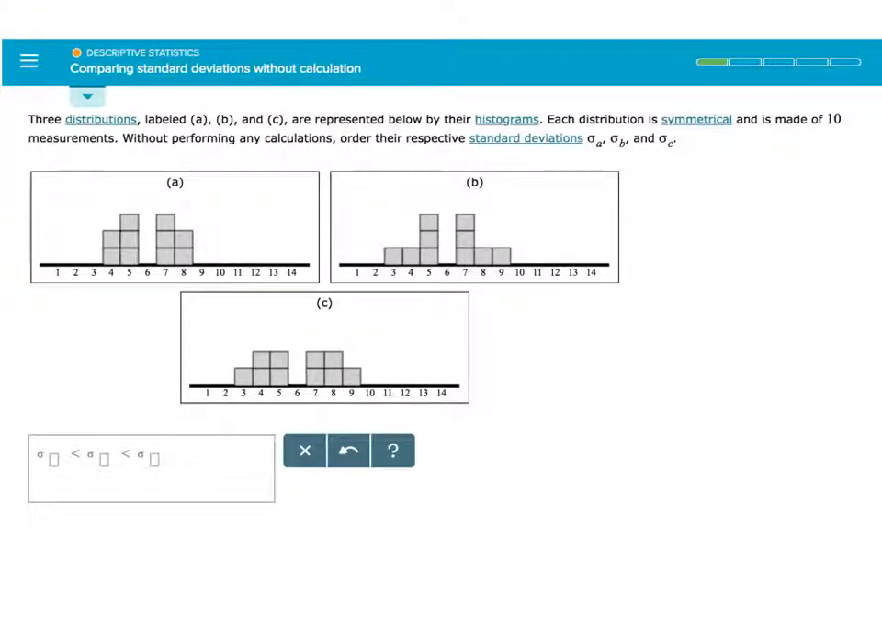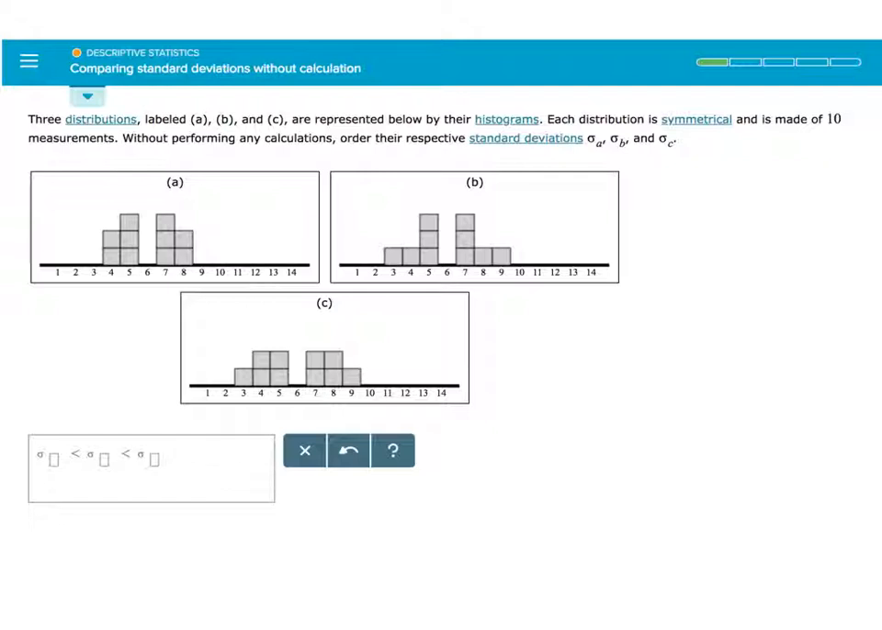In this video, you will see an example of comparing standard deviations without calculations. Three distributions labeled A, B, and C are represented below by their histograms. Each distribution is symmetrical and is made of 10 measurements. Without performing any calculations, order the respective standard deviations sigma sub A, sigma sub B, and sigma sub C.